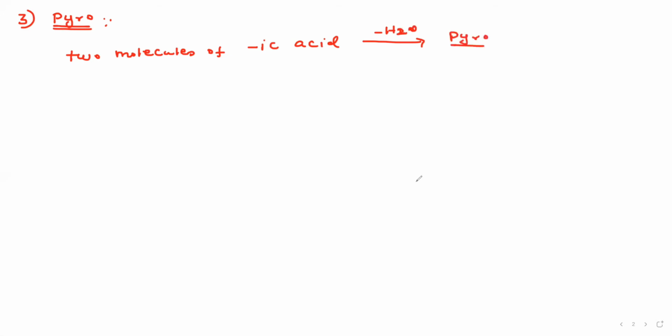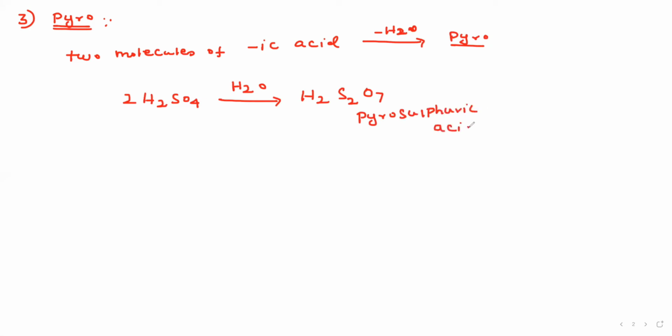What is the ic acid here? Sulfuric acid. Take 2 moles of sulfuric acid, 2H2SO4, and remove a water molecule, H2O. Total H is 4, and 2 released as water, therefore H2, and oxygen total 8 minus 1, therefore S2O7. This is pyrosulfuric acid. Simple, right?